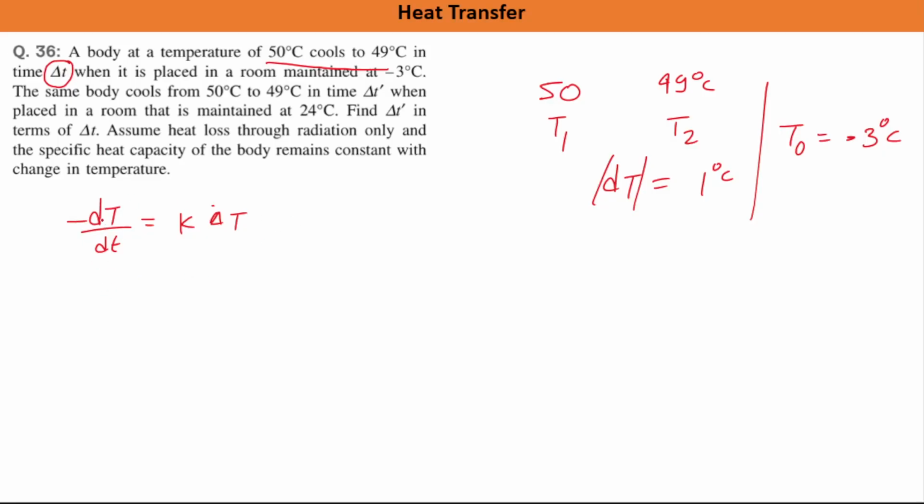So this is this, right? सबसे पहले आप dt लिखो. dt is how much? That is 1 degree. Modulus मैंने लिख दिया. Time delta t, time it has taken to cool from 50 to 49, right? K constant we don't know.